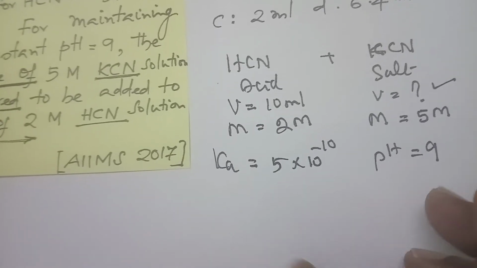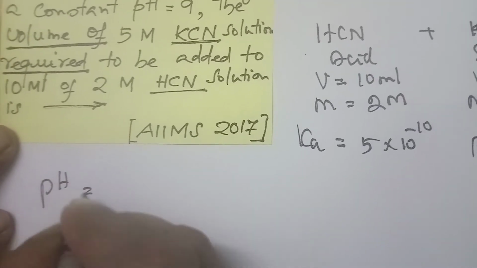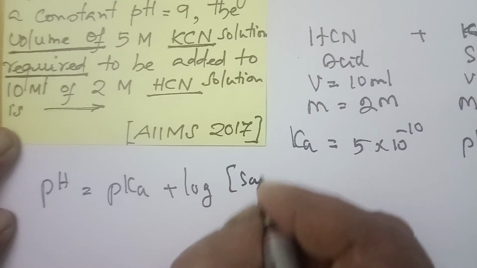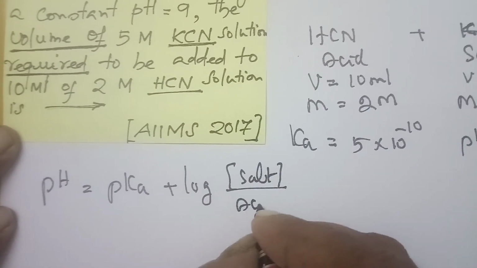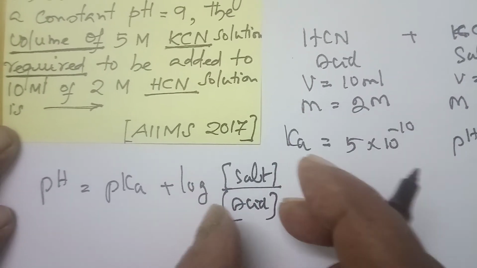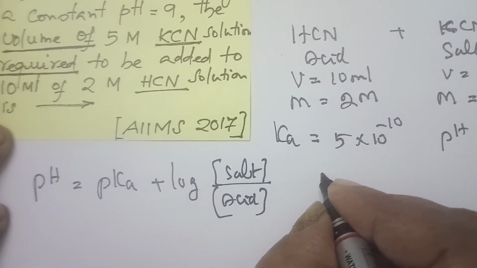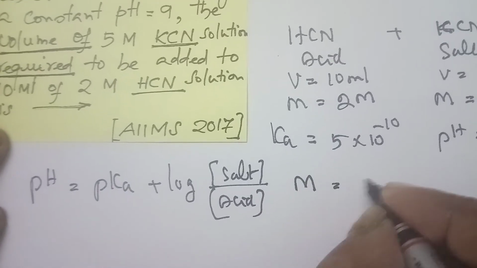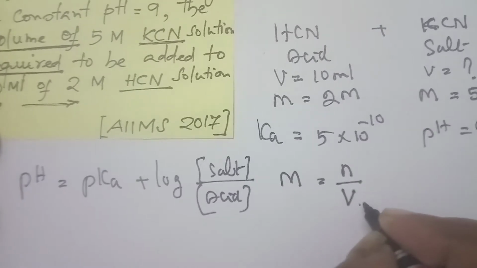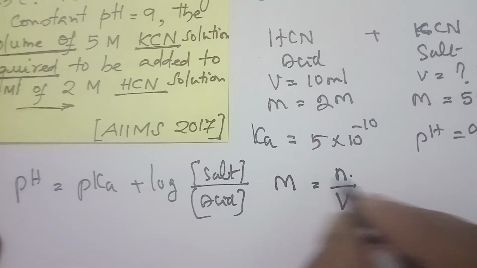Let us see it one by one. The formula is pH is equal to pKa plus log of concentration of the salt by concentration of the acid. So I am going to calculate the concentrations first. Molarity is equal to the number of moles divided by the volume in ml or liter. If it is ml, you call it millimole; if liter, you call it moles. Here everything is in millimole.